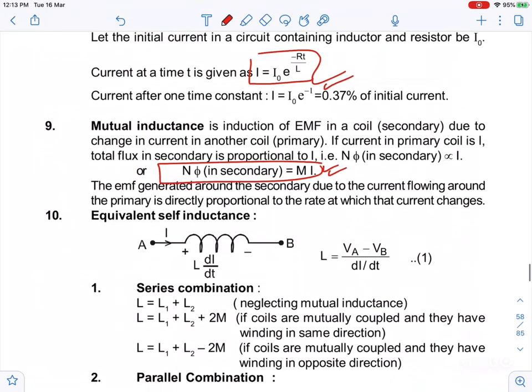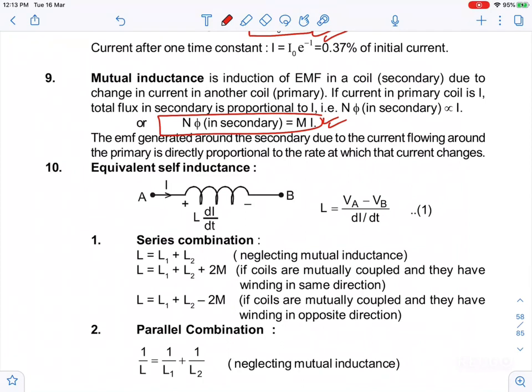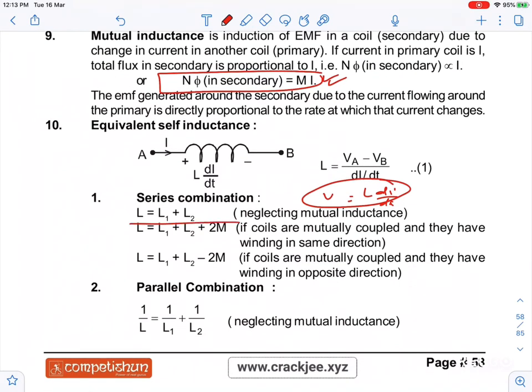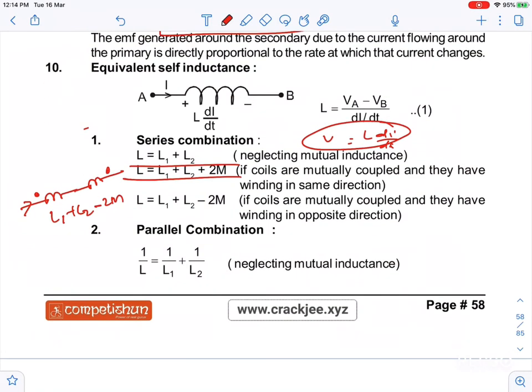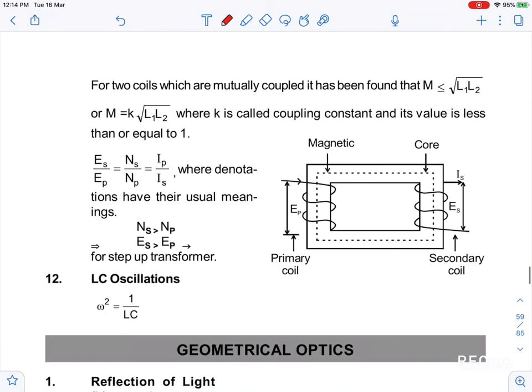Now mutual inductance: you know that N phi is equal to Li, so for mutual inductance N phi is equal to Mi. Similarly, you know that L di by dt is the voltage across the inductor. So in series, it is L1 plus L2. If you take mutual inductance and they are coupled in the same direction, I can write L1 plus L2 plus 2M. But if the dot is kept above like this, where current is entering in one and leaving in the other, this becomes L1 plus L2 minus 2M. This you have to keep in mind.